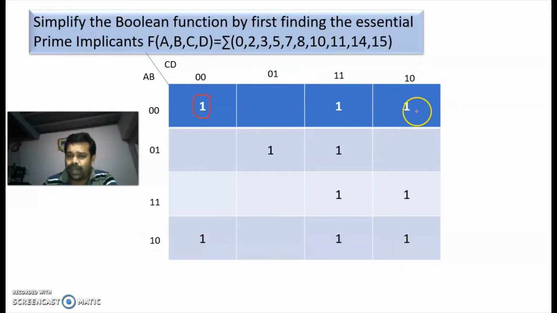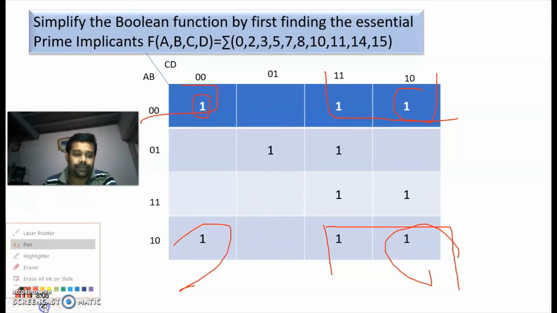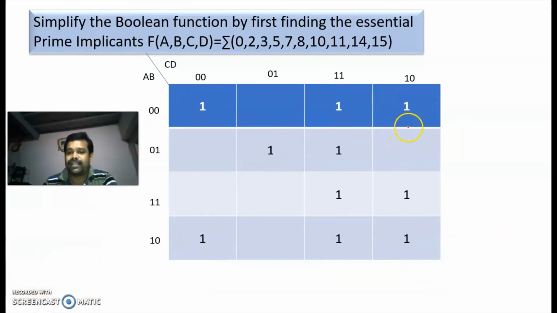Now we will come to this one. This one can be grouped either this way or this way. So there is no possibility of essential prime implicant. Okay. Next, you come to this one. This one can be grouped only by this means. There is no other means to group this one. So this is also an essential prime implicant.